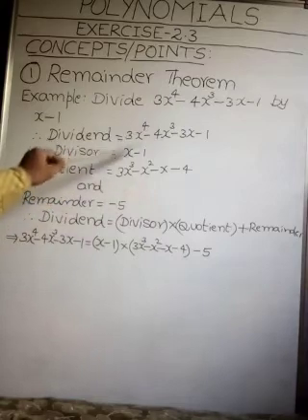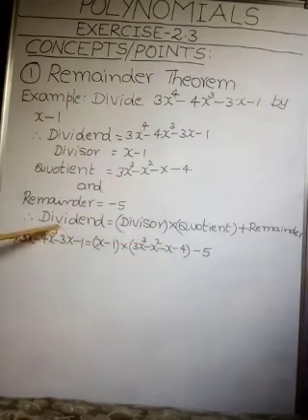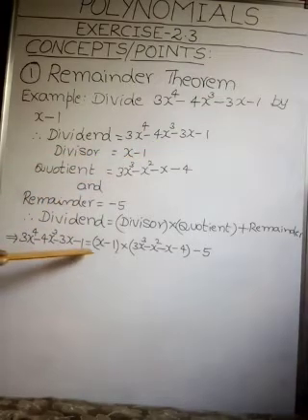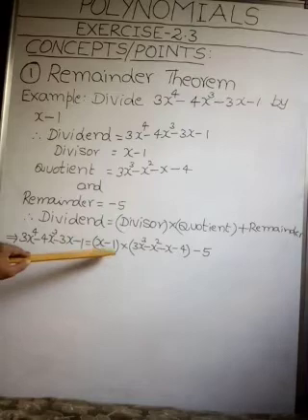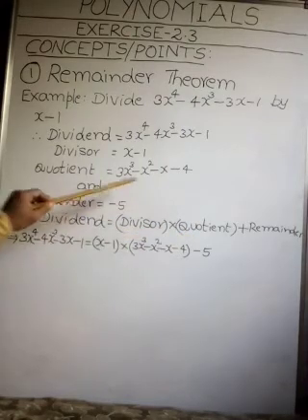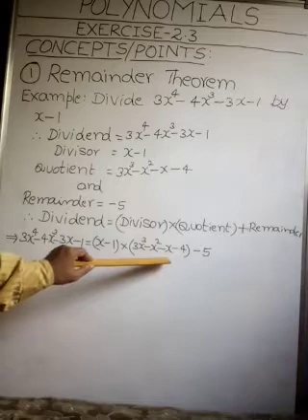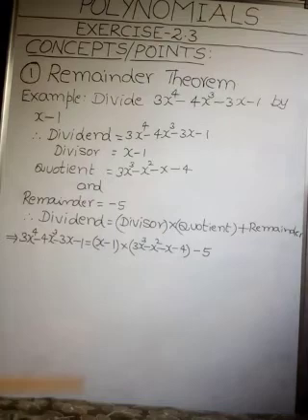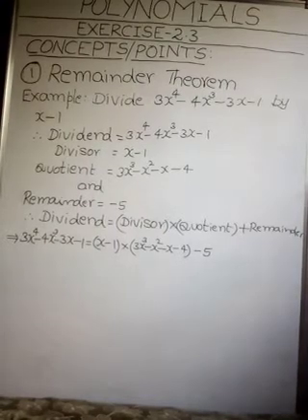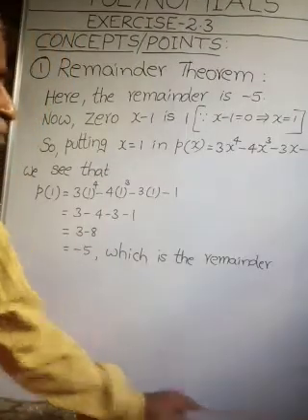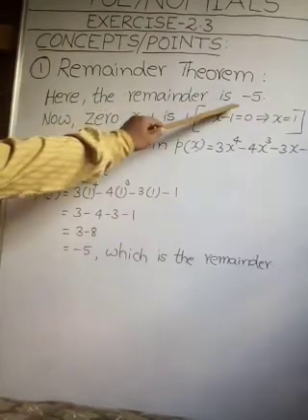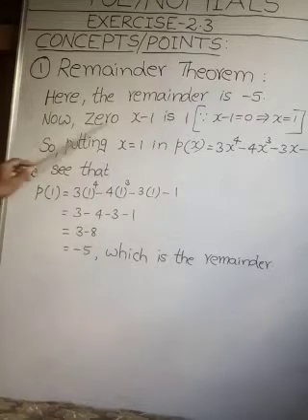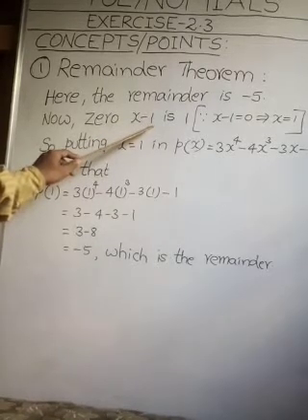We substitute these four values in this equation. What is the dividend here? 3x power 4 minus 4x cube minus 3x minus 1 is equal to, what is the divisor? x minus 1 into, what is the quotient? 3x cube minus x square minus x minus 4, and what is the remainder? Minus 5. Understood this point, my dear children? Right. So in this example, if you observe, the remainder is minus 5, and the zero of x minus 1, this is a divisor.